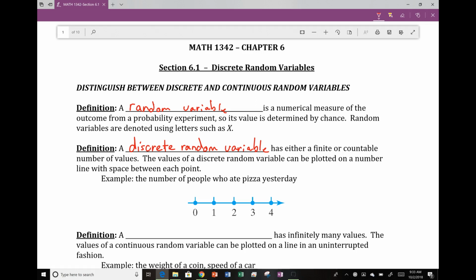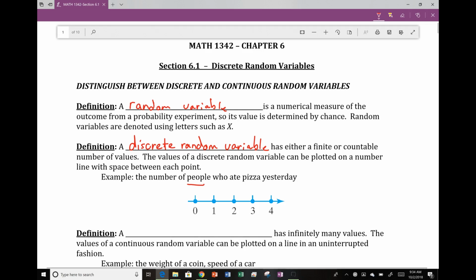We know what it is, and it can't be anything in between those two numbers, such as the number of people. I can't have half a person. Or the number of trees. Well, I can't have half a tree whenever I'm planting them. Another example is the number of people who ate pizza. We're still talking about the number of people, so they're discrete. So you can have 0, 1, 2, 3, 4, and so forth.